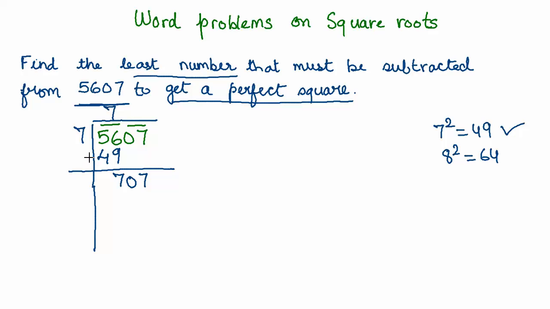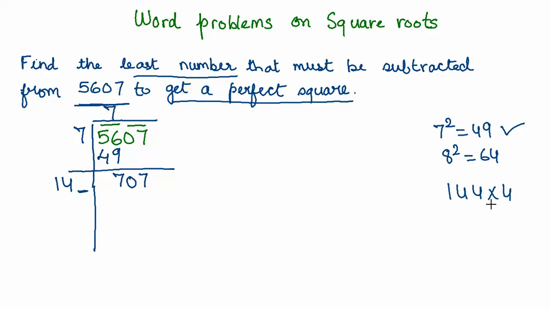Now the next step is to double this, that is 7 times 2 is 14. Now here comes the tricky bit. We have to find the biggest digit such that 14 whatever, multiplied by that digit, is at least equal to or less than 707. After a few iterations, you would figure out that 144 multiplied by 4 works, so you can try 4 times 4 is 16.